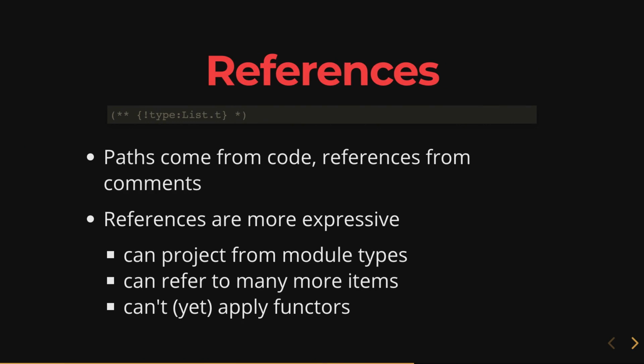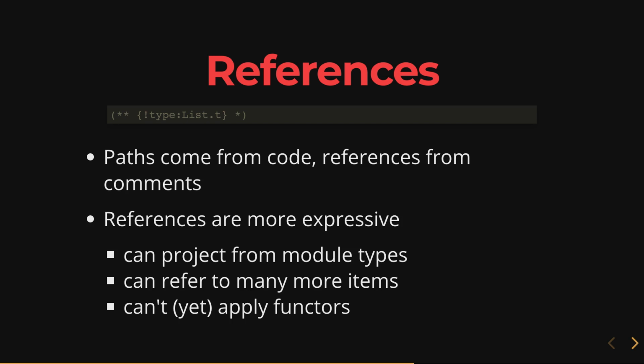I've not yet talked much about references, which are links to items found in documentation comments. Obviously the compiler simply ignores these entirely, so the resolution of these is entirely up to Odoc. These are mostly more expressive than links found in code, which can only refer to types, modules, module types, classes, and class types.